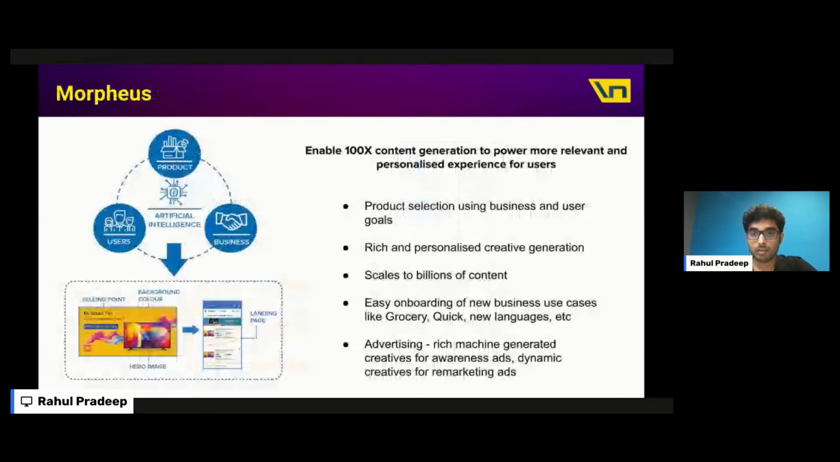And essentially, what we have done is we have kind of broken down this problem into two parts. One is how to create product selections, which is your landing page, and how to then create a representative creative for that product selection. And we were able to scale to billions of content. We were able to create very rich personalized creatives using this platform, and it was very easy to onboard new business use cases as well, like grocery or Flipkart Quick. And when the newer languages came in, it was very easy to create those content as well through machines essentially. There was no manual input required in this.